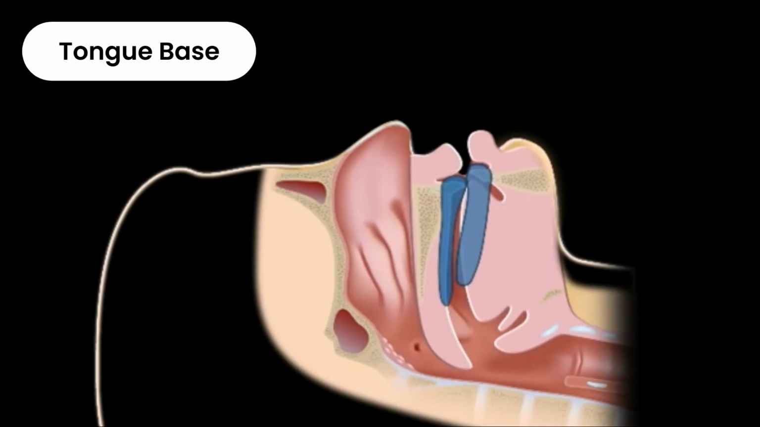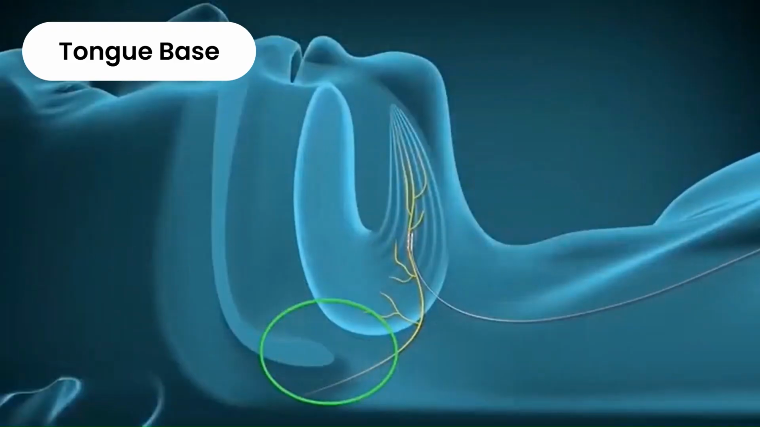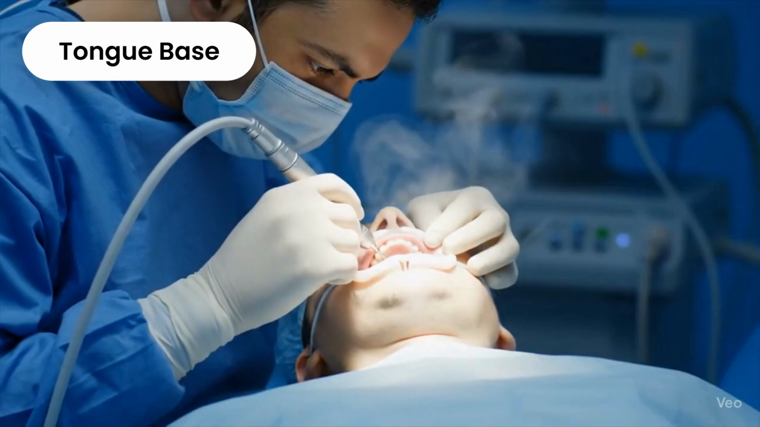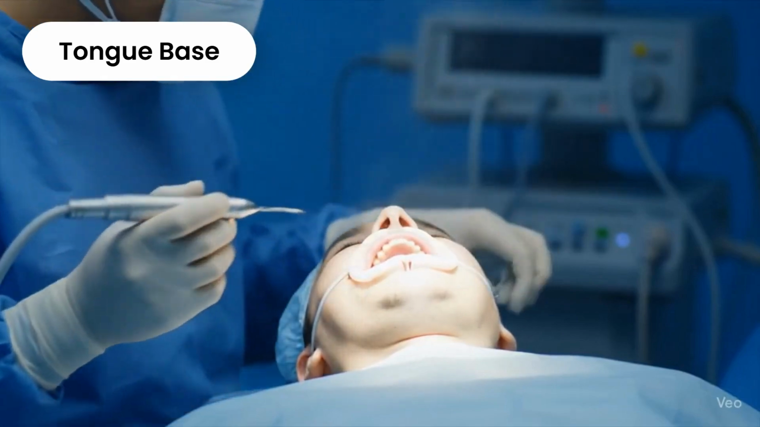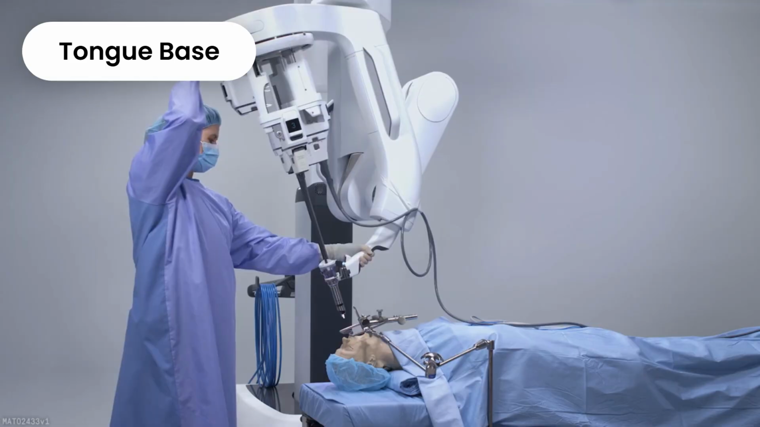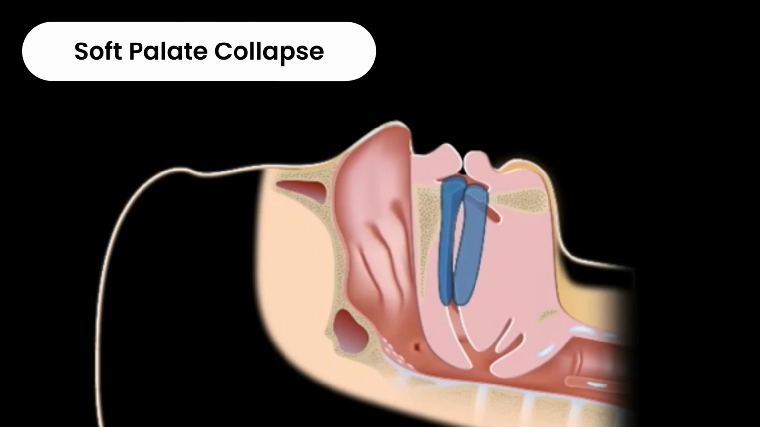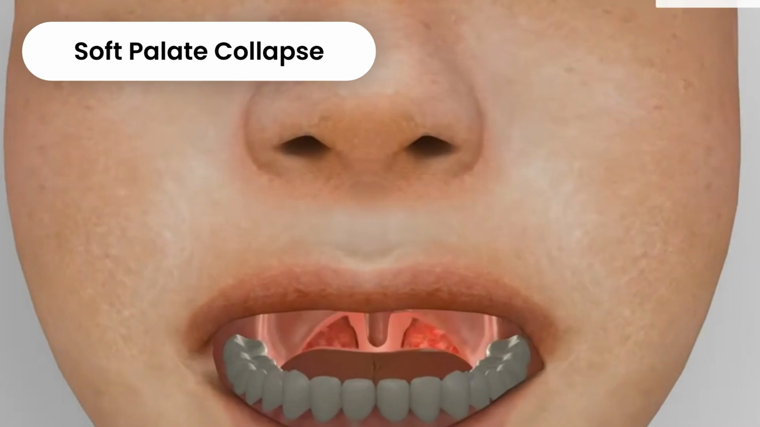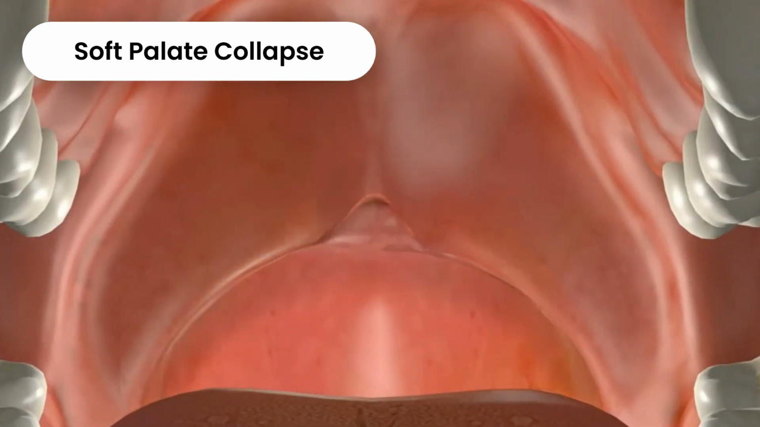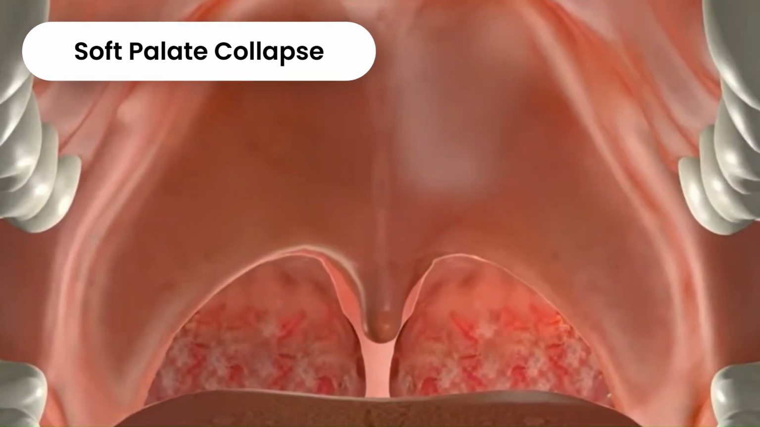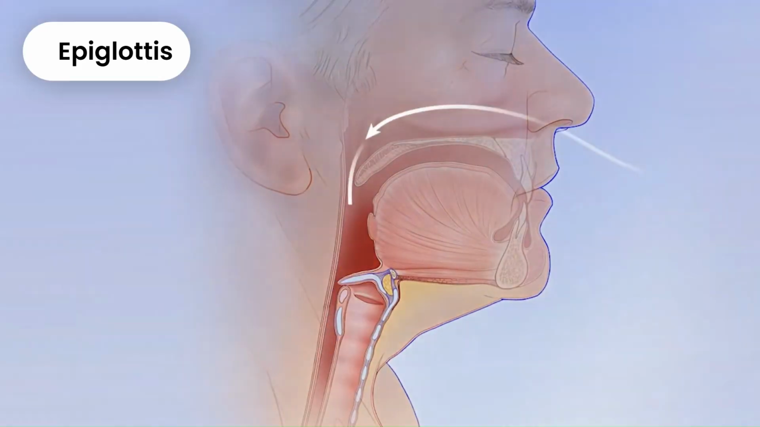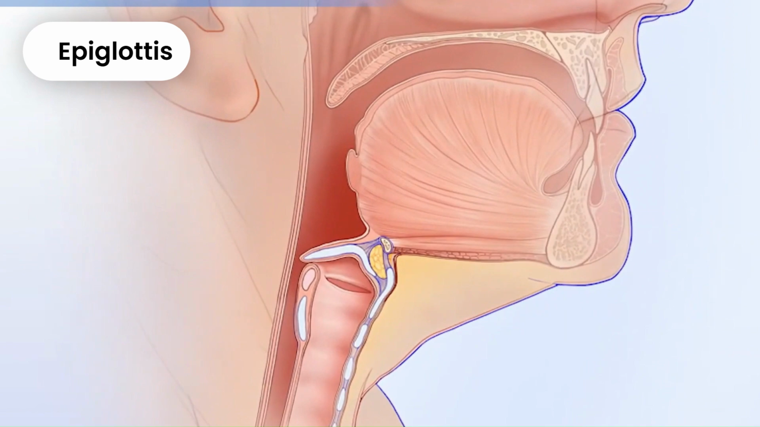Tongue-based collapse may be treated with an oral sleep device, hypoglossal nerve stimulation, tongue stabilization techniques, such as radiofrequency or suspension surgery, or transoral robotic surgery. Soft palate collapse can often be improved with an oral sleep device, or with surgery such as UPPP, sometimes combined with tonsil removal. If the epiglottis folds back, a partial epiglottectomy can improve airflow and make CPAP easier to tolerate.